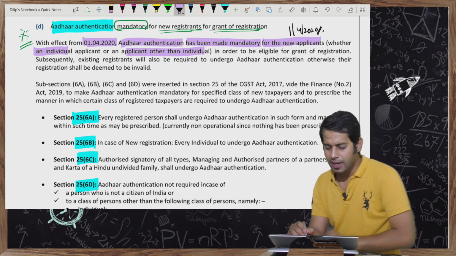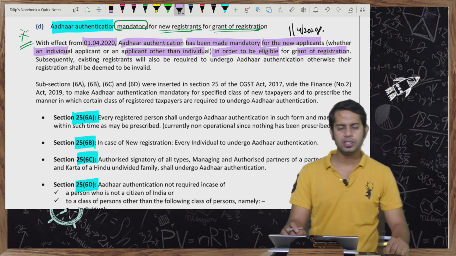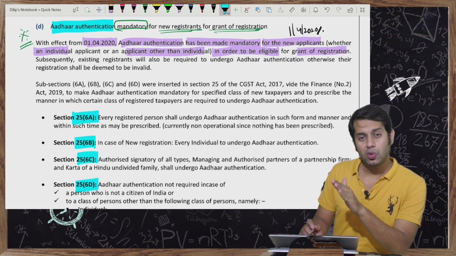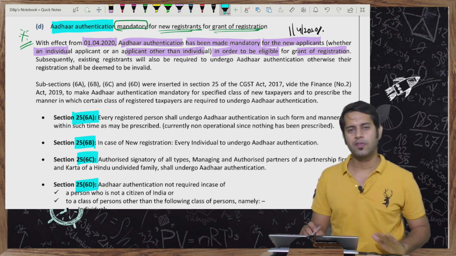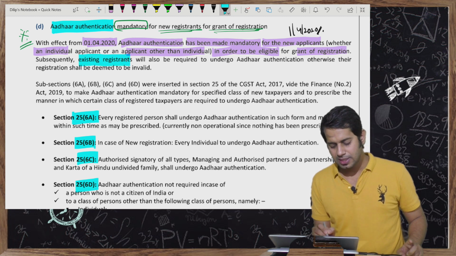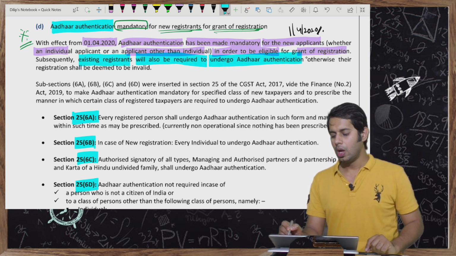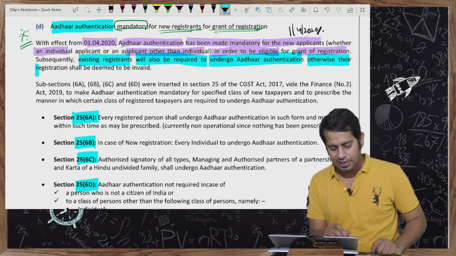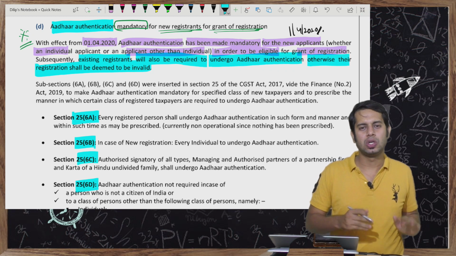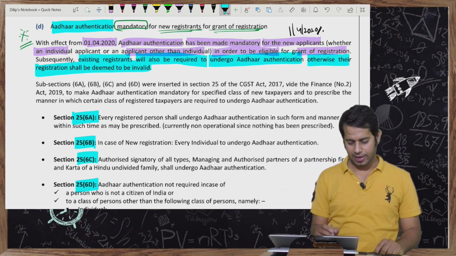Aadhaar authentication is mandatory in order to be eligible for grant of registration. Sir, what about the people who are already registered before 1st of April 2020? You will have to authenticate Aadhaar again. Existing registrants will also be required to undergo Aadhaar authentication, otherwise their registration shall be deemed invalid. Unless the existing registrants do Aadhaar verification, their registration will be treated as invalid.